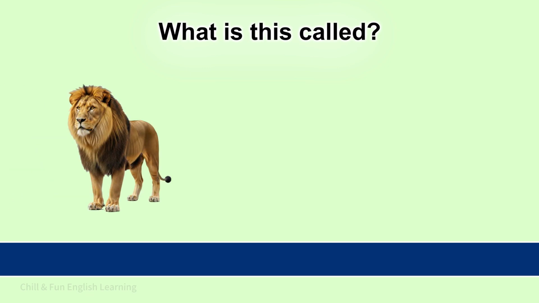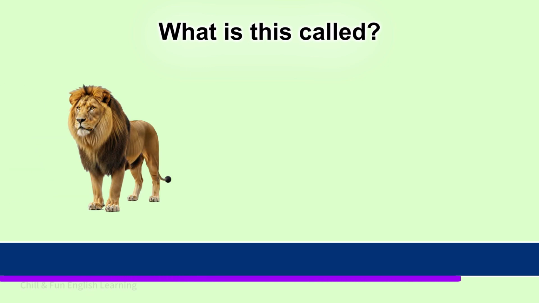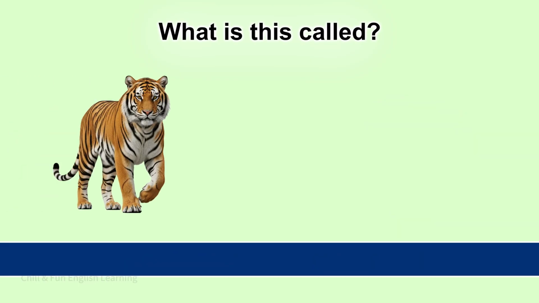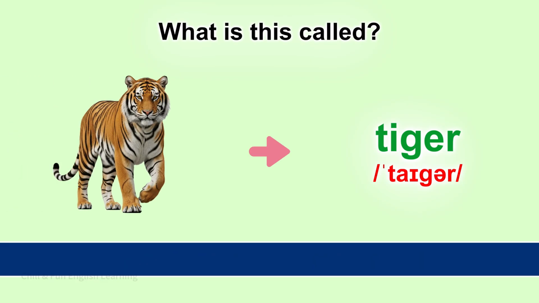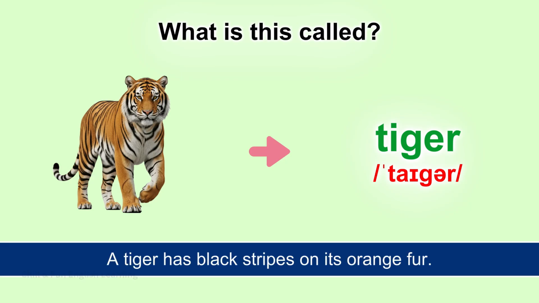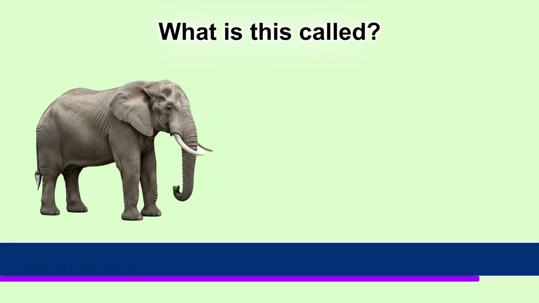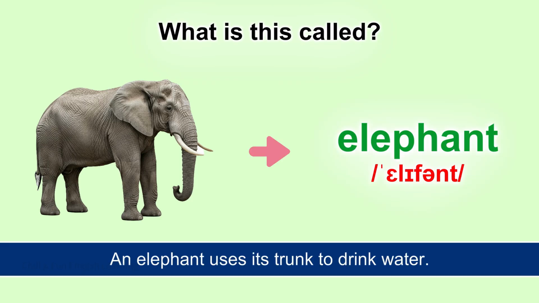What is this called in English? Lion. For example, the lion is known as the king of the jungle. What is this called in English? Tiger. For example, a tiger has black stripes on its orange fur. What is this called in English? Elephant. For example, an elephant uses its trunk to drink water.